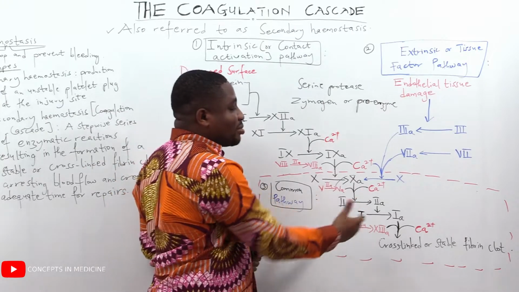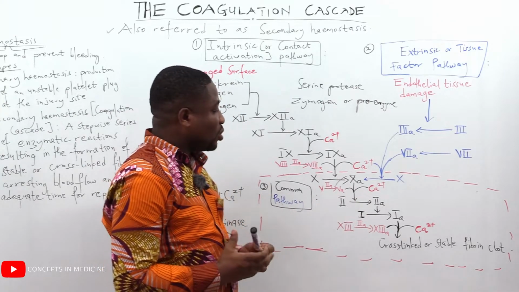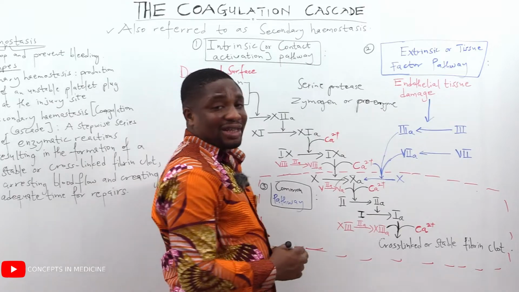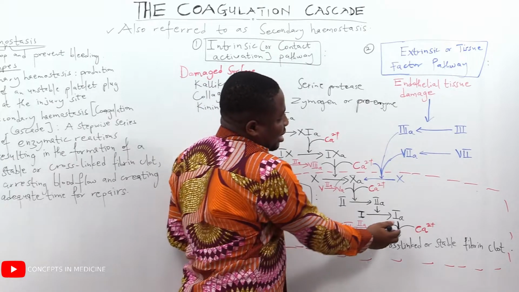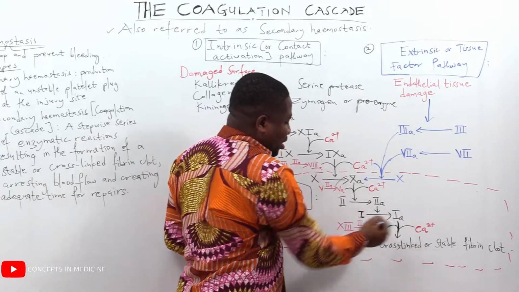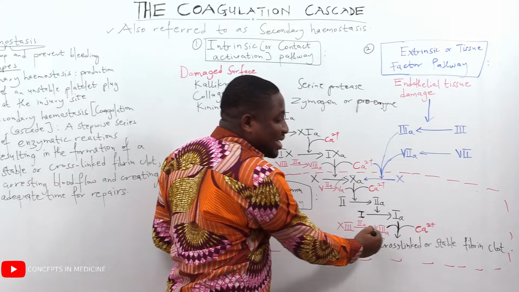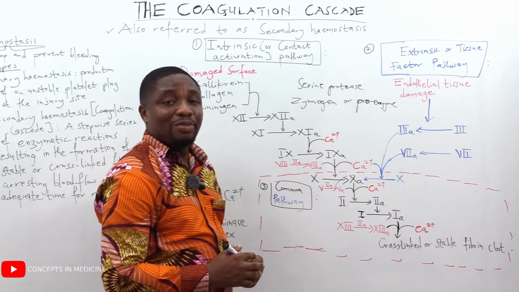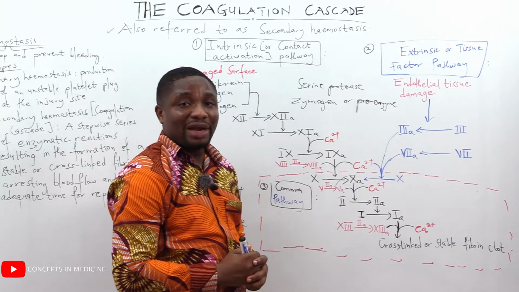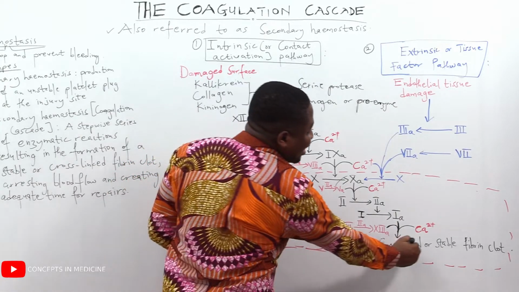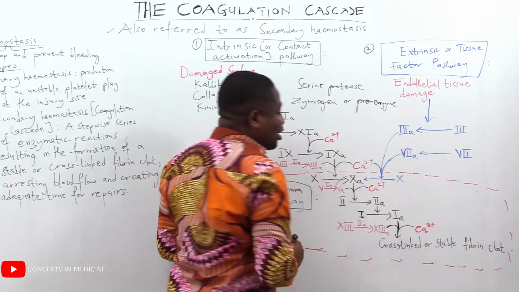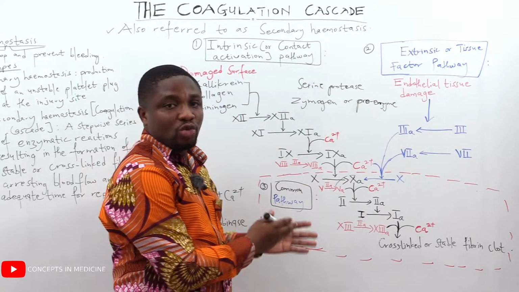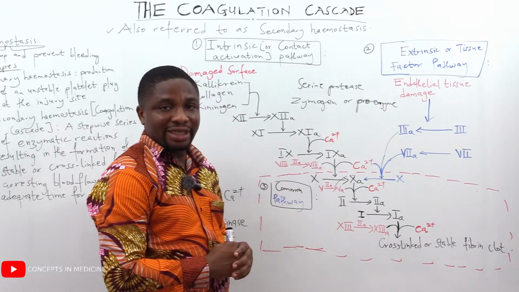And when the fibrin is formed, it is not yet stable. So what do you need? The activated factor 1, that's fibrin, reacts with calcium and activated factor 13, that is the fibrin stabilizing factor, what we call the fibrinase, to form a cross-linked or stable fibrin clot. And that is where the coagulation cascade will end.